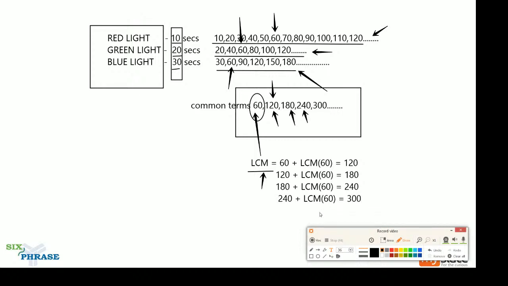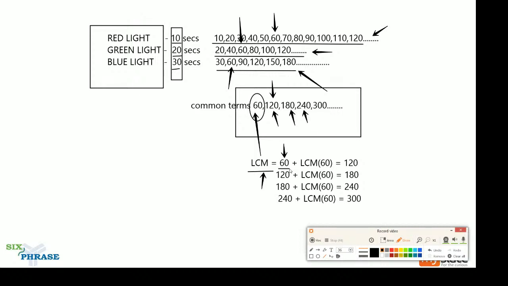Now look at what I have done. 60 is the first number which is divisible by all the three numbers, guys. So 10, 20, 30 can all divide 60. That is the reason why we call 60 the LCM, because this is the first number which is divisible by all the three numbers.